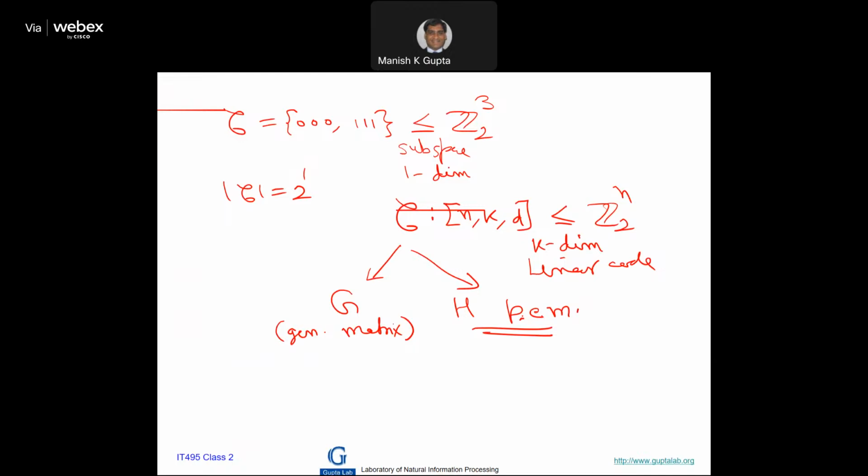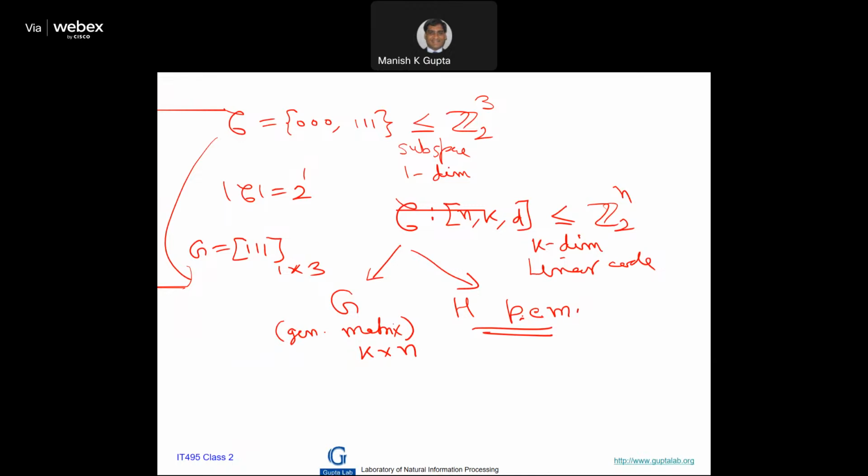Okay. So for example, this G is nothing but 1, 1, 1. 1 cross 3. Okay. So it has only one row because it's a one dimension. So in general, G is K cross N: K rows, N columns. Why? It's because it's a K dimension.